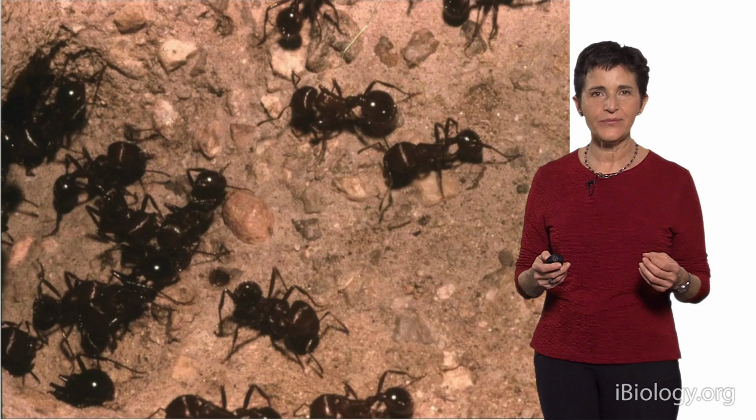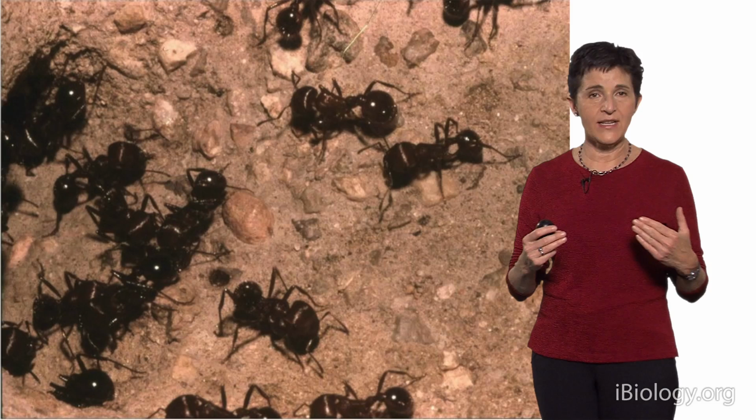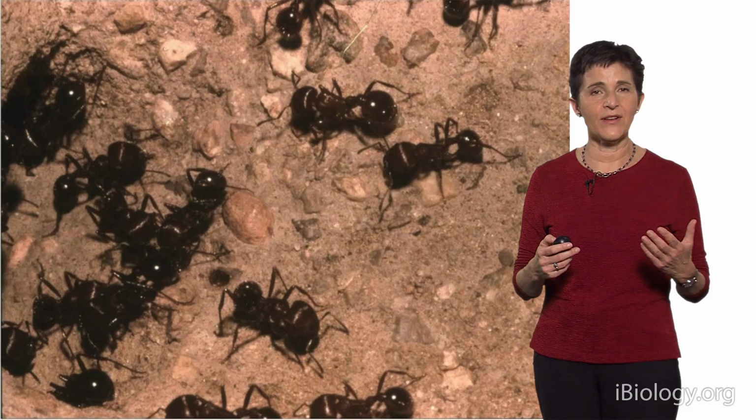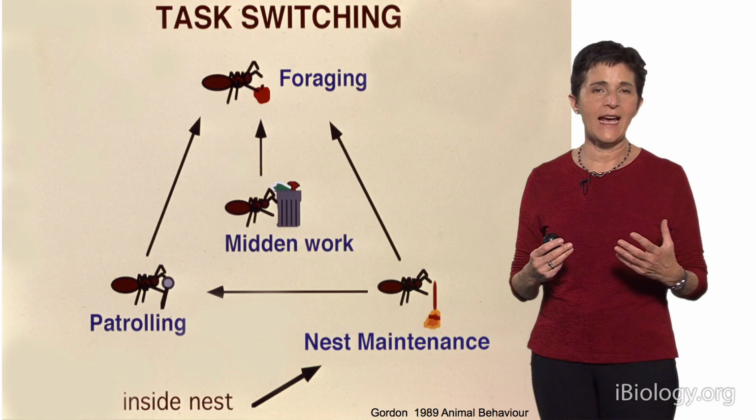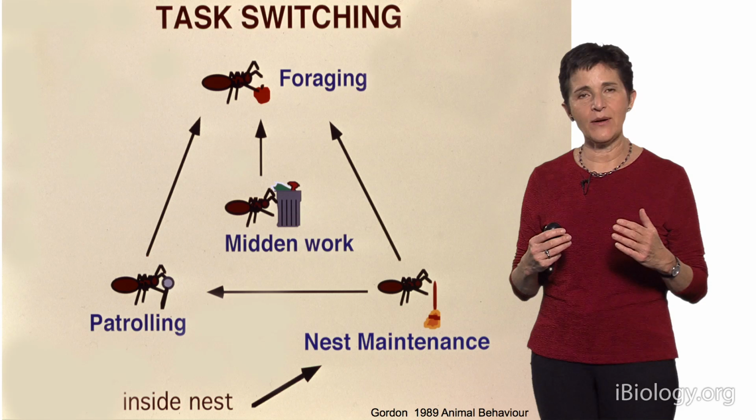In this species, as in most ant species, all of the ants are the same size. So you can't identify the task of an ant by its size, but you can identify the task of an ant by what it's doing. And it turns out that ants change tasks. So this shows the results of experiments in which I created a need for more ants to do a certain task. The arrows show the outcome of experiments where I created a need for more ants doing that task.